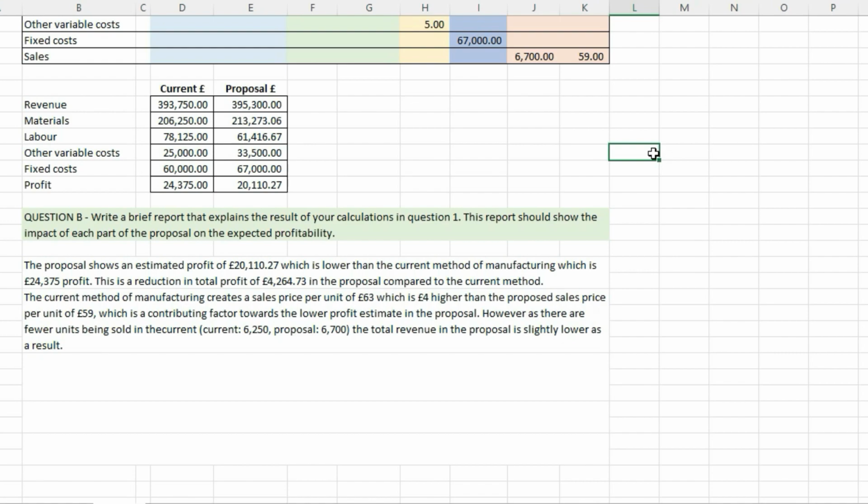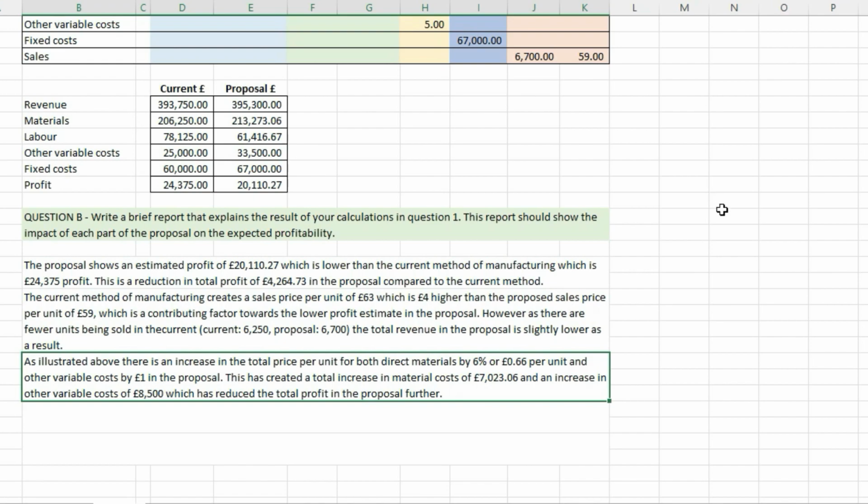But there's another factor that we need to take into consideration here, because actually in the current method of manufacturing, we only have 6,250 sales units versus 6,700 being sold in the proposal. So the combination of the sales price per unit and the total units sold has actually resulted in a lower revenue in the proposal than in the current. So let's move on to materials.